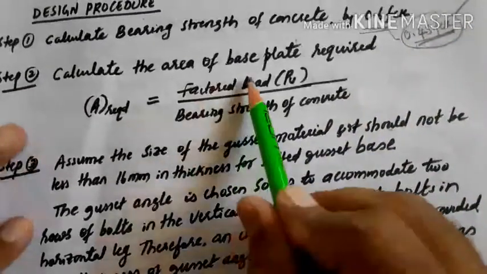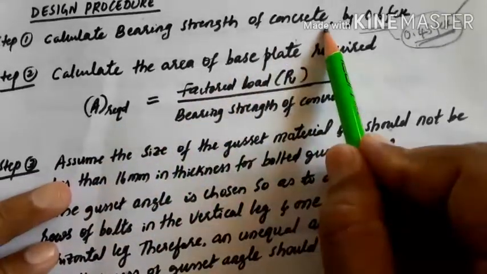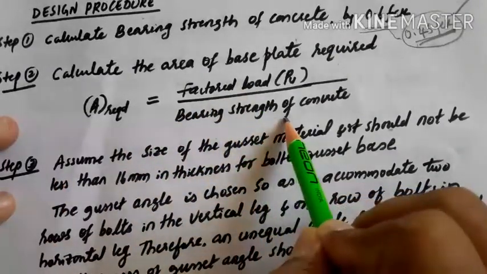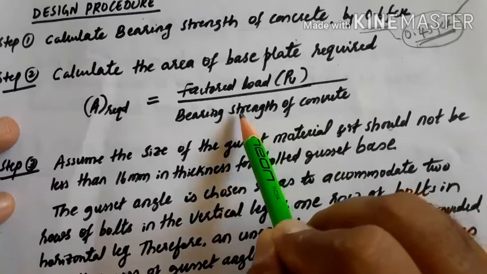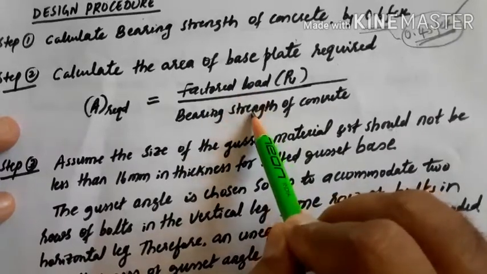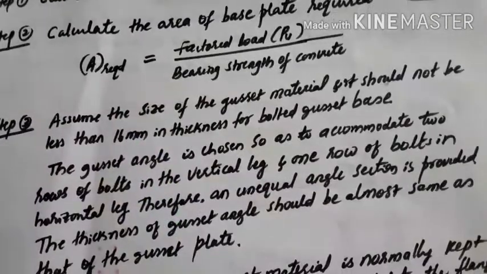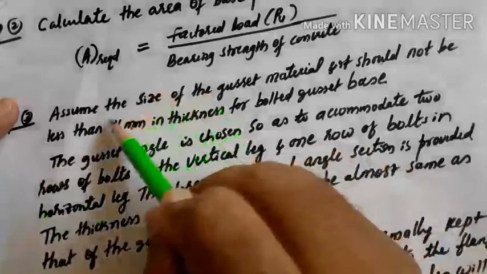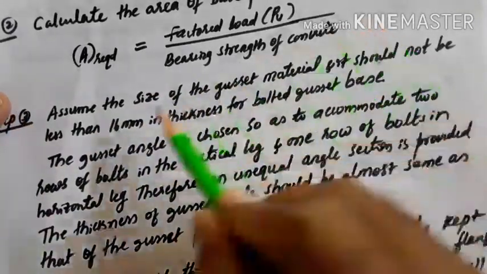Then calculate the area of base plate required. Once we know the bearing strength of the concrete, the area of base plate required is the factored load divided by the bearing strength of concrete, because the plate is resting over the concrete pedestal. Load by pressure gives you the area required. Then once we get the area of the base plate, we need to calculate the length and breadth of the base plate.